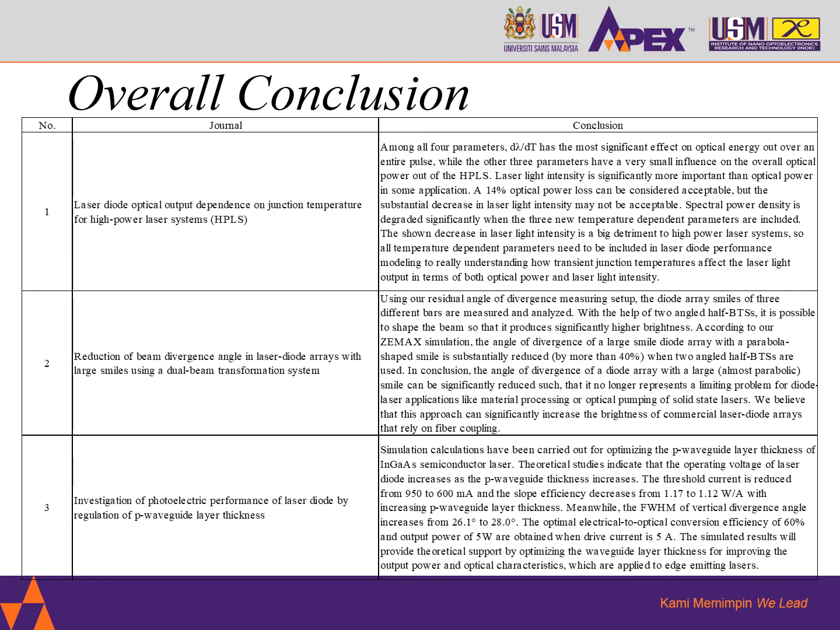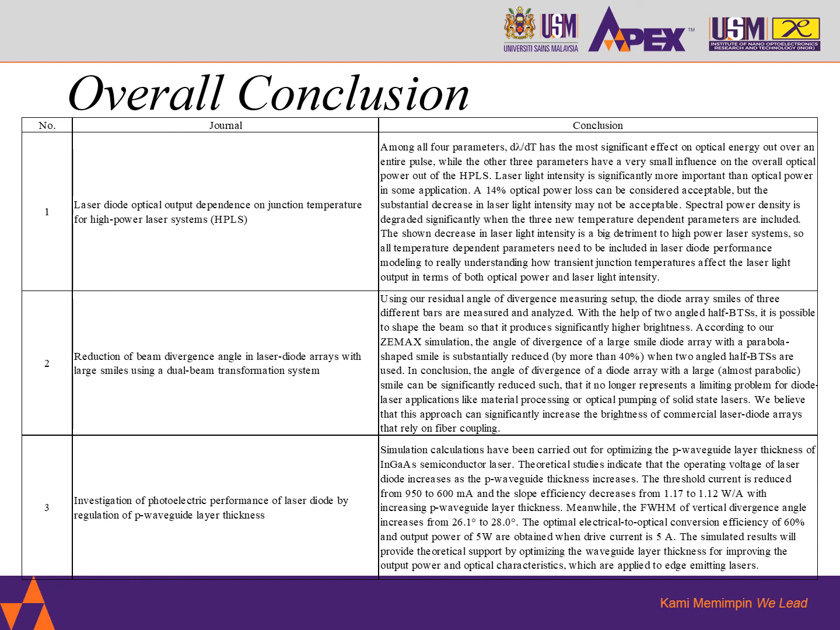And as you can see, when we include all 4 diode parameters, spectral power density is degraded significantly. So this will affect the performance of high power laser systems. In order to achieve accurate output performance, we need to include all 4 temperature dependent parameters to really understand the junction temperature's interaction with the light output and the intensity.